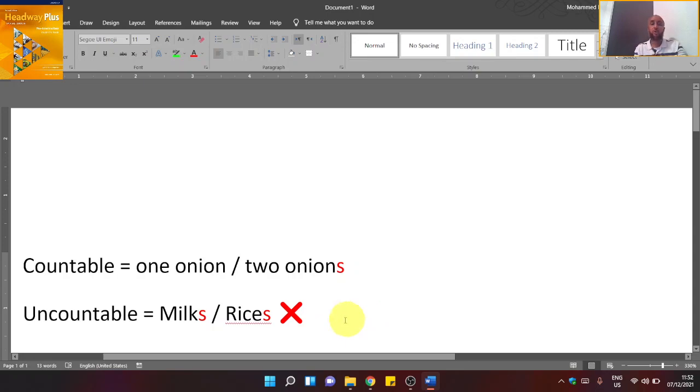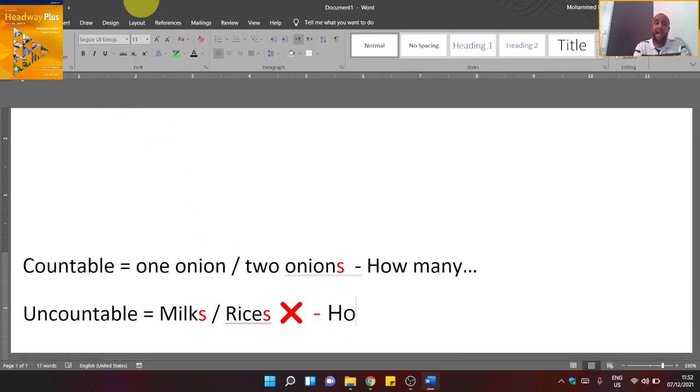So here, if you remember the question, when they ask you the question with countable, the question always starts with, you guys should know, how many. So how many onions, how many tomatoes, right? Good. And when it comes to the uncountable nouns, when you write a question, we should say how much. So how much milk, how much rice. Here we go. Excellent, well done.